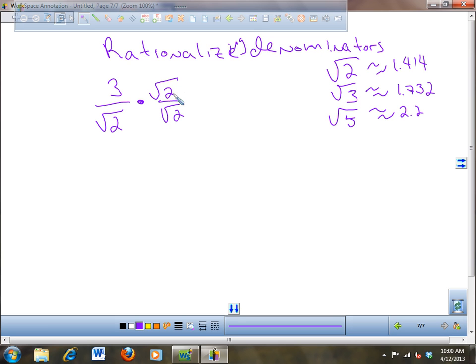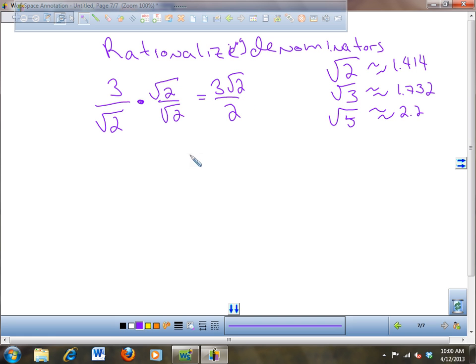So what happens when I multiply root of 2 times root of 2? What's root of 2 times root of 2? It's positive 2, because this is the root of 4. And so this turns into a 2 on the bottom. And on the top, I just leave it as 3 times root of 2.